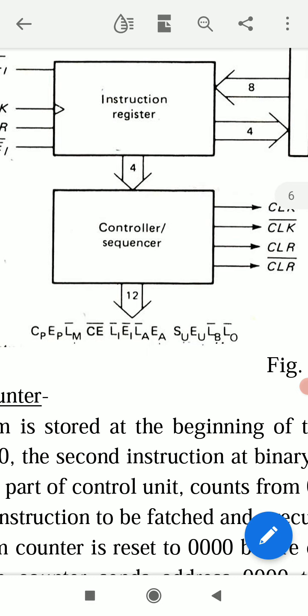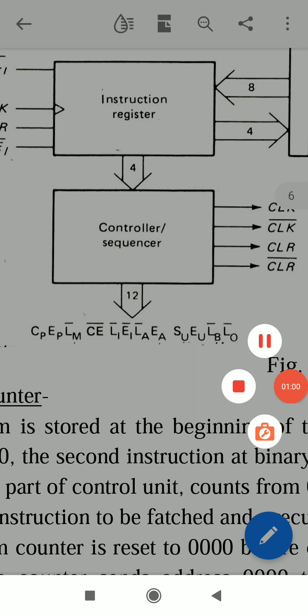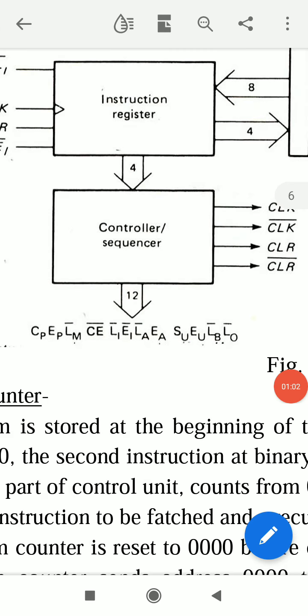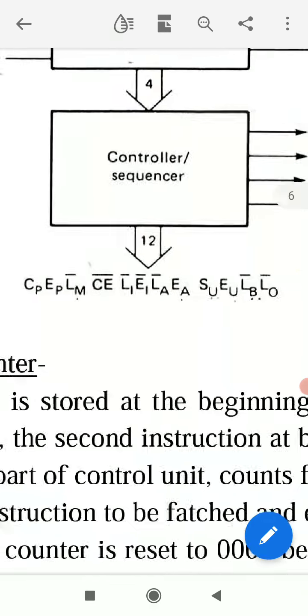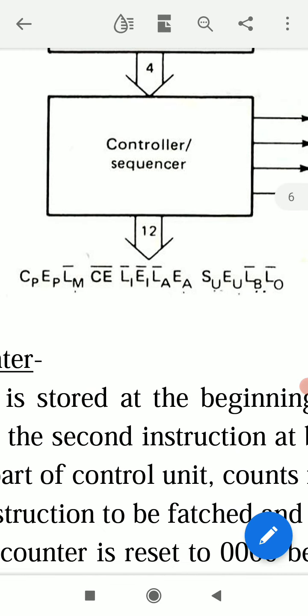These T states are periods during which register contents change. This is the architecture of SAP 1. Controller sequencer produces this 12-bit control word: CP, EP, LM bar, CE bar, LI bar, EI bar, LA bar, EA, SU, EU, LB bar, LO bar. And this 12-bit control word controls the working of all other parts.